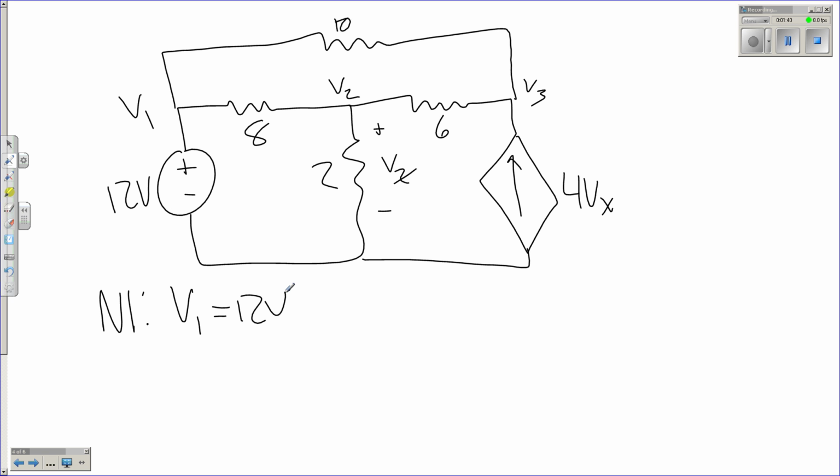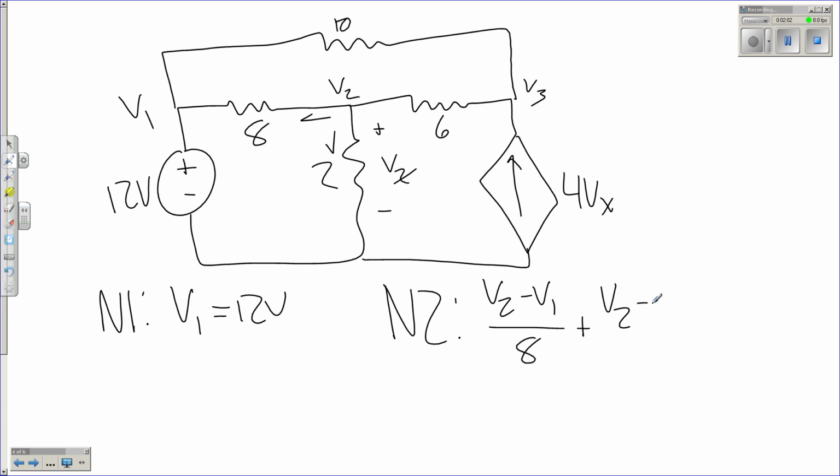But how about for V2? Well, again, this is going to be exactly what we had in the other circuit. We'll have the current here, V2 minus V1 over 8, plus the current down through there, V2 minus 0, right, for our ground, over 2. And the last one is V2 minus V3 over 6. And this has to equal 0.